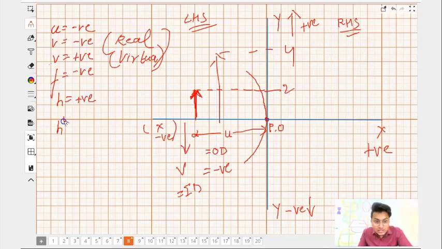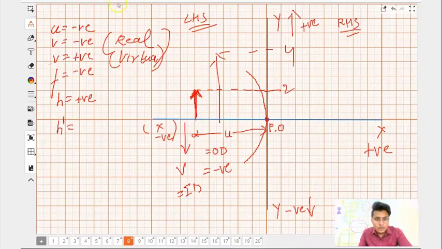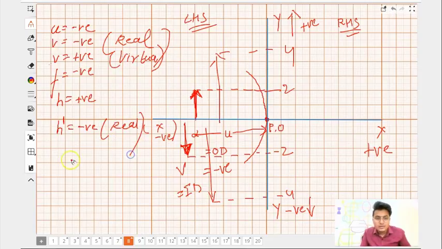And finally h dash, that is the height of the image, is going to be what? Again, for all the real cases, as you know, the image is inverted. So my image will be forming like this, inverted. What is the height? Sir, -2. Now what is the height? Sir, -4. Correct. You will say it like that on a graph. Exactly correct. So for all the real cases, your h dash is negative.